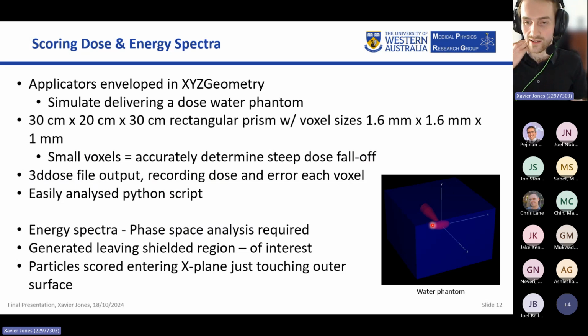To generate energy spectra, phase space analysis is required, and hence phase spaces were produced of photons leaving the shielded region, as this is the area of interest in this study. Particles are scored entering an X-plane, which is positioned to just touch the outer surface of the applicator in the shielded direction. For the ellipsoid applicators, this is obviously in a different position than the spherical.